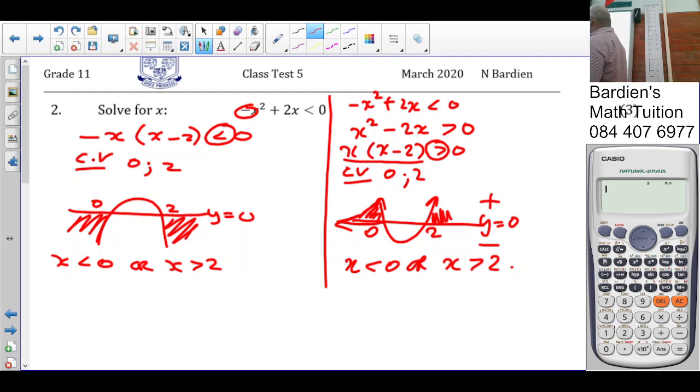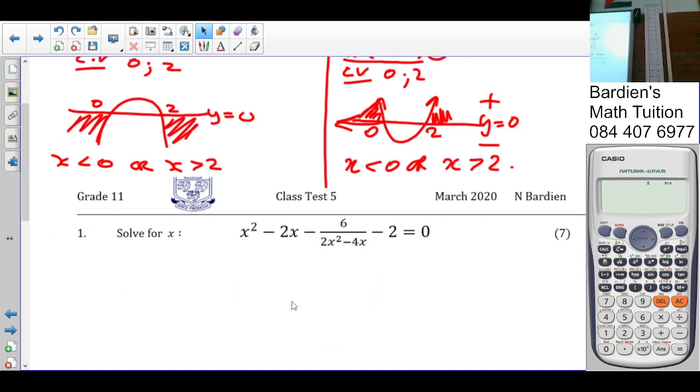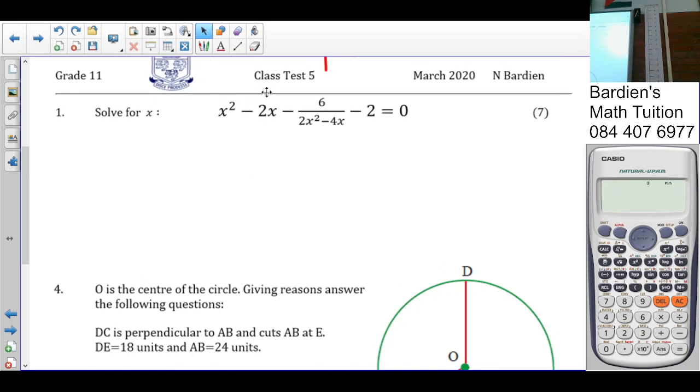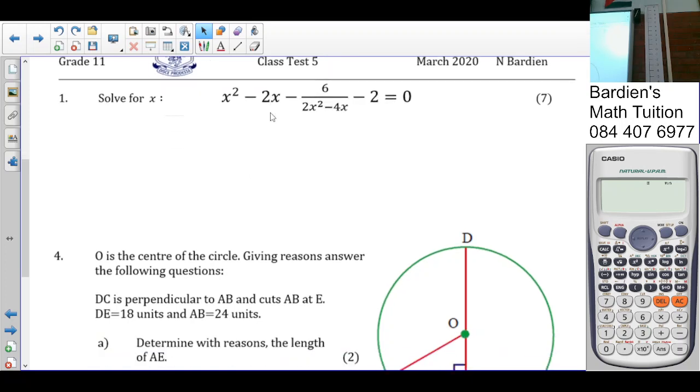Either way gets you that full mark. Okay. Question 4.